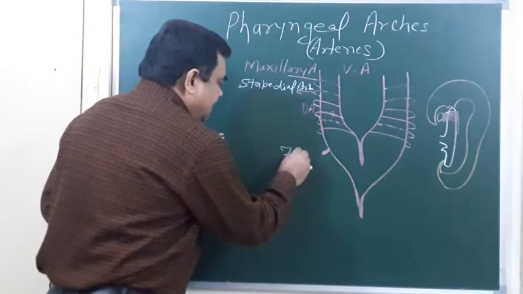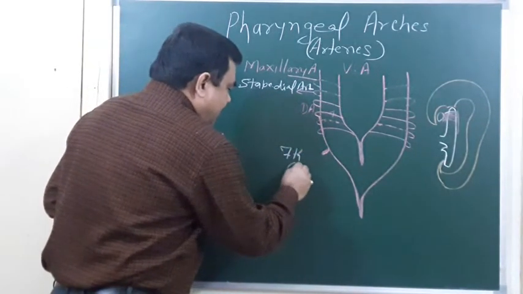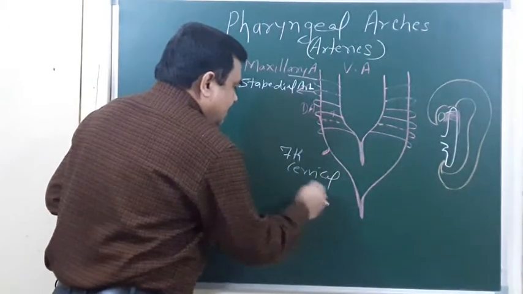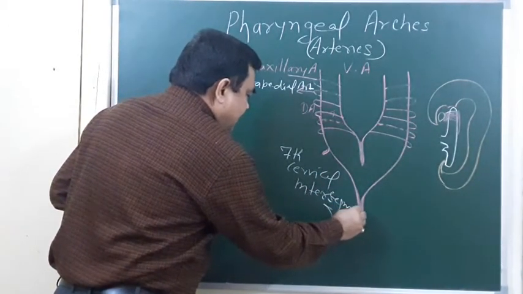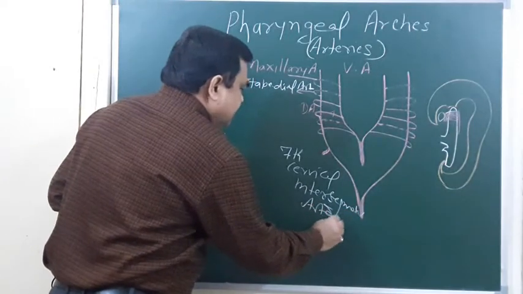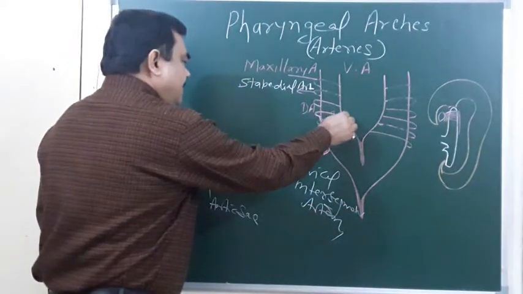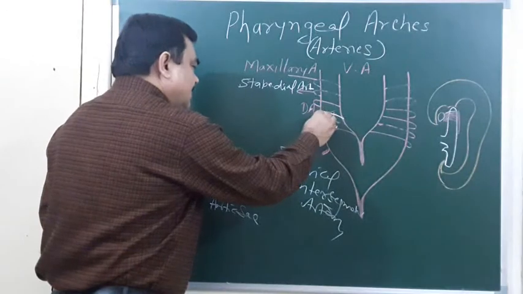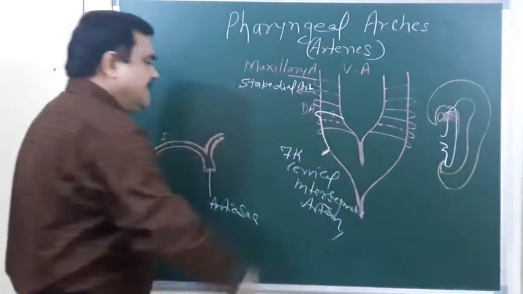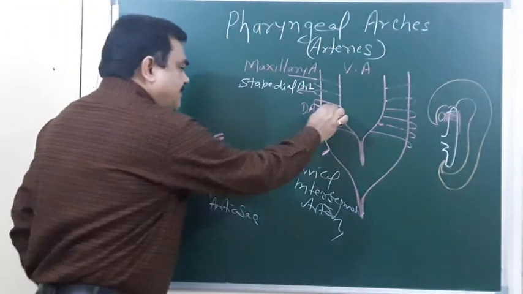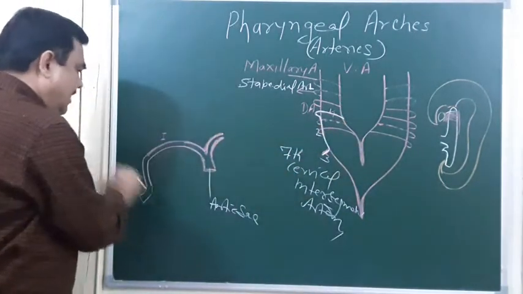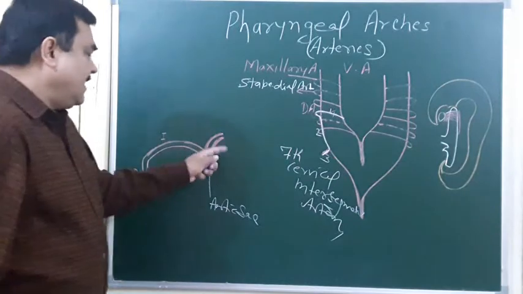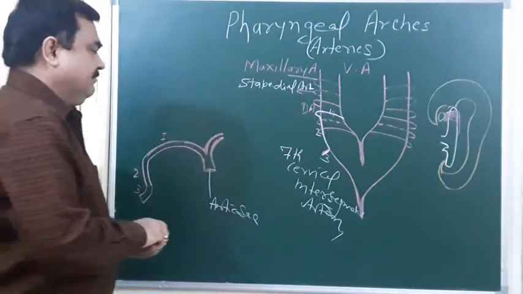This is seventh cervical intersegmental artery. So from here to here, this is right subclavian artery. This is first part, this is second part, this is third part. So first, second, third part of the right subclavian artery on the right side.